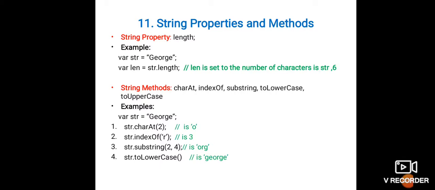Next, str.indexOf(R), meaning the index of R. Here the position of R is 3, because 0 is G, 1 is E, 2 is O, R is 3. Next is substring. Here we are going to find the substring of the main string. We need to pass two numbers, and based on those numbers it finds the substring. Here we have passed 2 and 4. The position 2 is O and position 4 is G. That's why the output is ORG here.